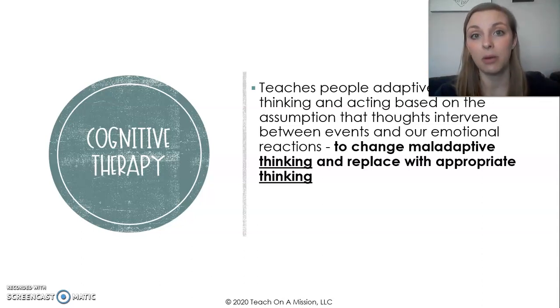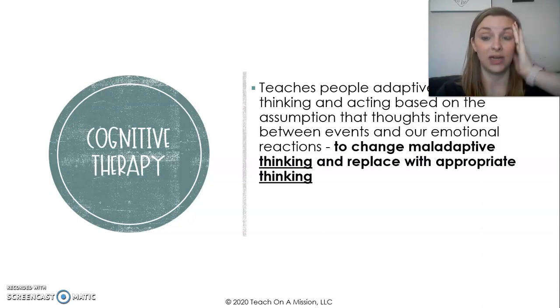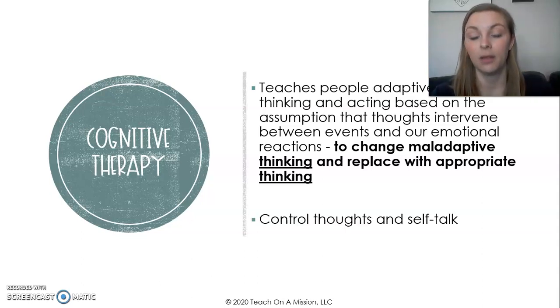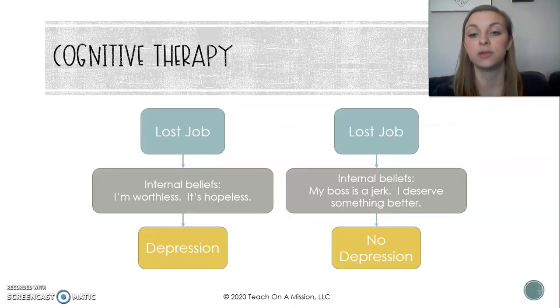So cognition, remember, the buzzword is thinking about thinking. That's what cognition is. Instead of looking at the behaviors, we're now looking at the thinking that people are doing. So not necessarily how they're acting, but why they are thinking the way they are, and how we can change that thinking. Behavioral therapy was trying to change maladaptive behavior. Cognitive therapy is trying to change maladaptive thinking and replace it with appropriate thinking. So we're controlling someone's thoughts and their self-talk.